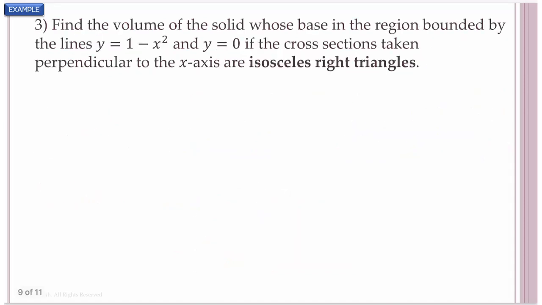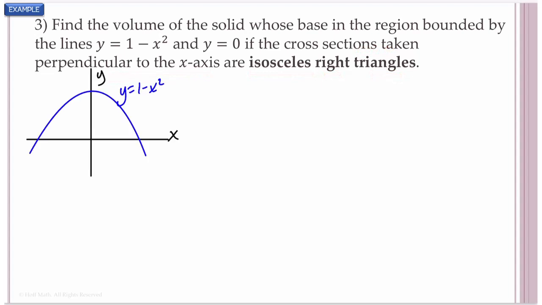All right, our last example. Find the volume of the solid whose base is the region bounded by these curves, y equals 1 minus x squared, y equals 0. The cross sections taken perpendicular to the x-axis are isosceles right triangles. Let's draw a picture. Okay, here's my curve.